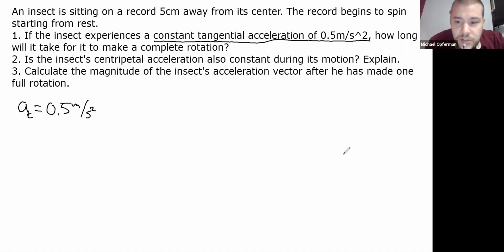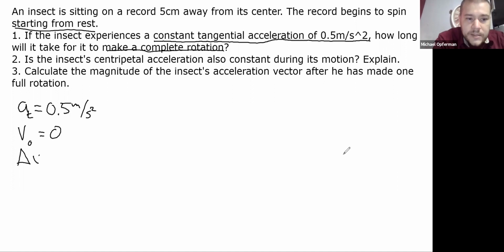This is only the tangential acceleration, but the centripetal acceleration only tells us that he's moving on a circle. It's not actually going to affect the kinematics of how he moves, as long as we put in the fact that he's moving in a circle elsewhere. So we're going to treat that like the acceleration in kinematic equations. What else do we know here? We know that the record starts from rest, so that tells me his initial velocity. And we also know that he makes one complete rotation, so that's telling me his delta x.